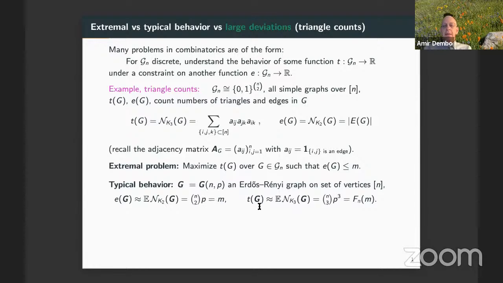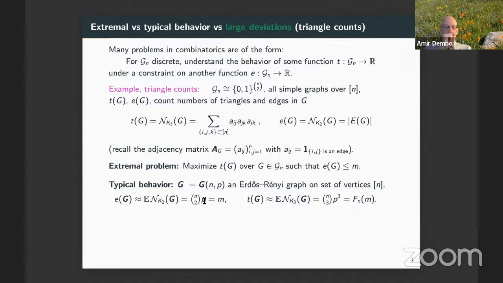Number of triangles is similarly n choose 3 possible ways to choose your i, j, and k, your triplet in the vertices. And then you want to look for a copy of a triangle, and that will cost you p to the q because you need all 3 edges to be present. So you can say, well, E of G is going to be concentrated on n choose 2 times p. Let me call it m.